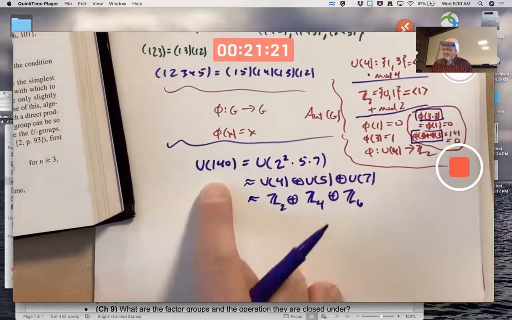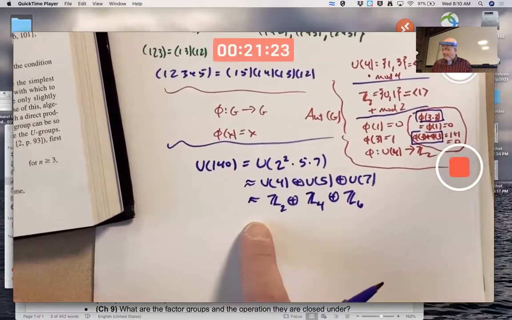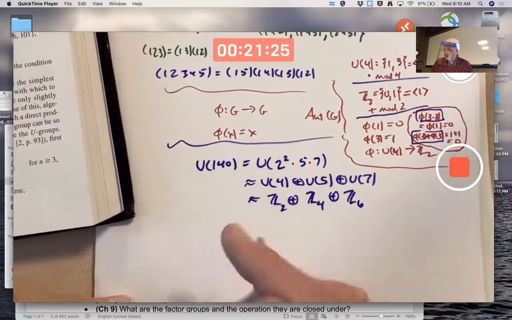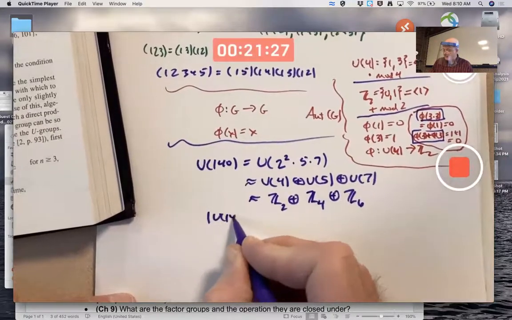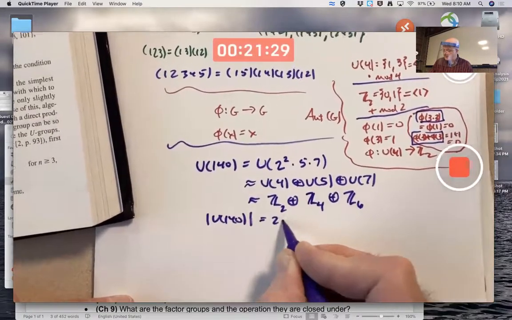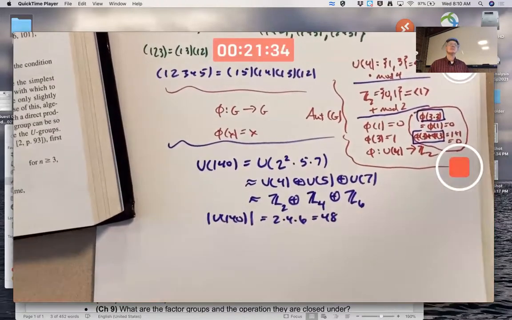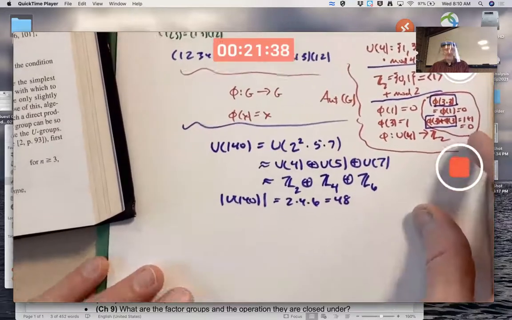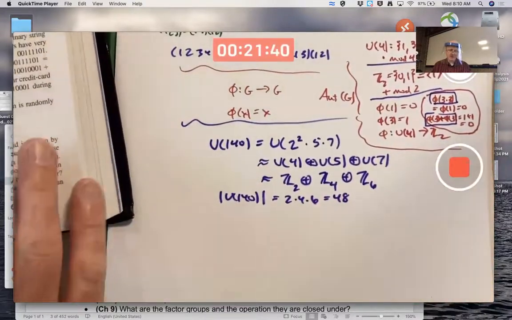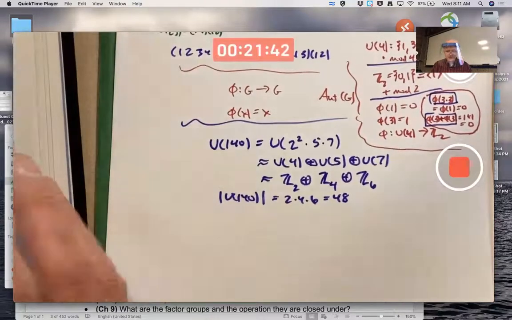Okay, so that's what U140 is isomorphic to. And therefore, you can say also that the number of elements is 2 times 4 times 6, 48 elements in U140. And if you really wanted to, you could list them out. And that might have been a good thing to do for the problem because what does the problem say to do for the rest of the problem? Actually, we haven't even started the problem really.